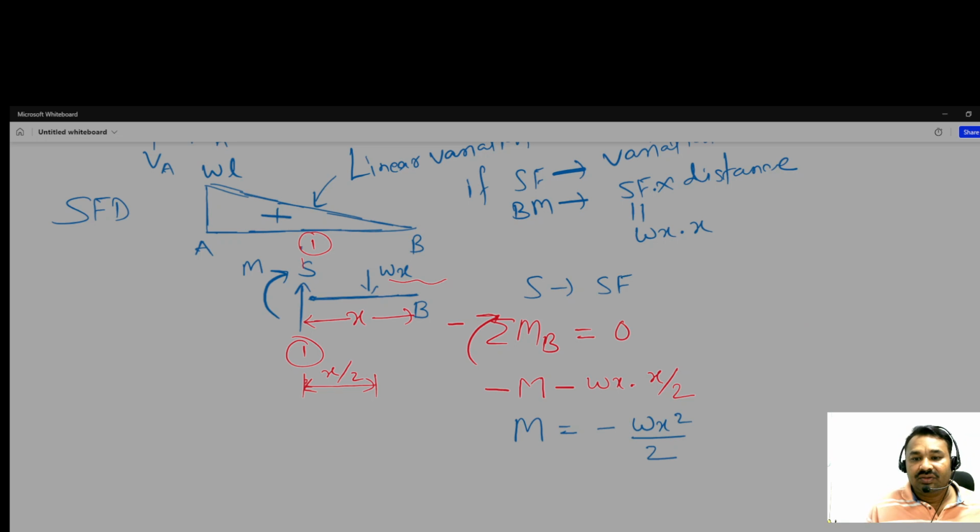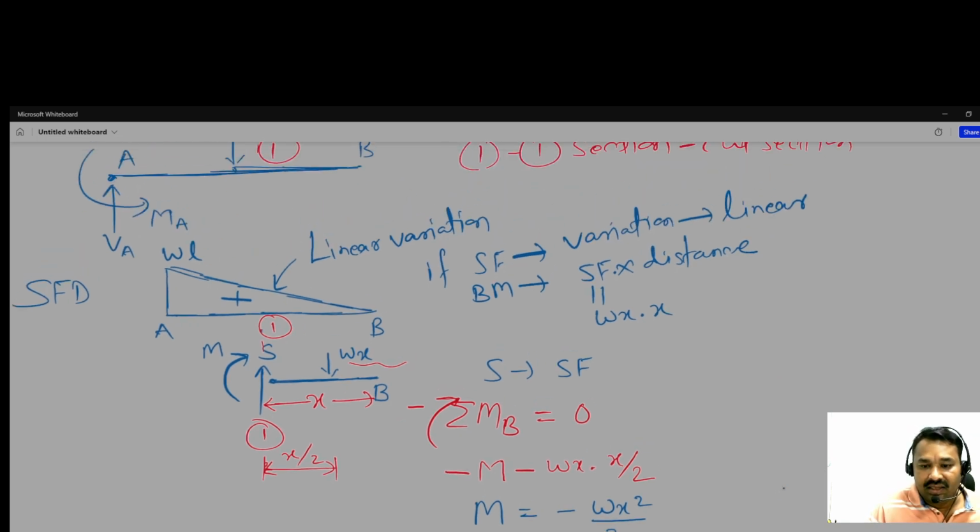So this is what I was going to explain here. The shear force we are getting is wx, and it is multiplied by x in the general case. So it becomes wx square. That means if the shear force is linear, then the bending moment will be parabolic.